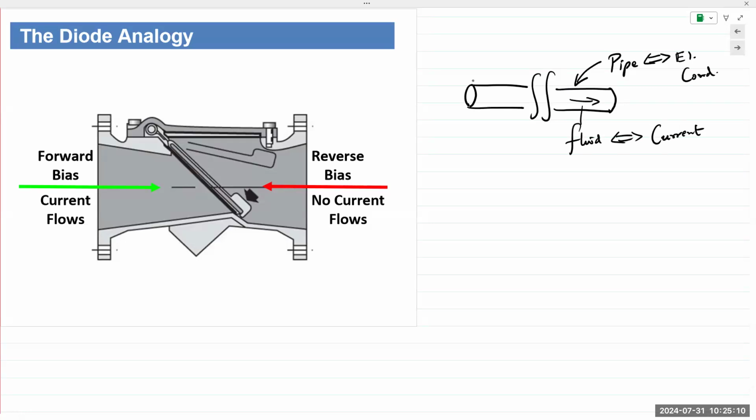Yes. Electrons will be flowing opposite. So again, I always like to point out to students, this is a specialization within electrical engineering itself. Okay.